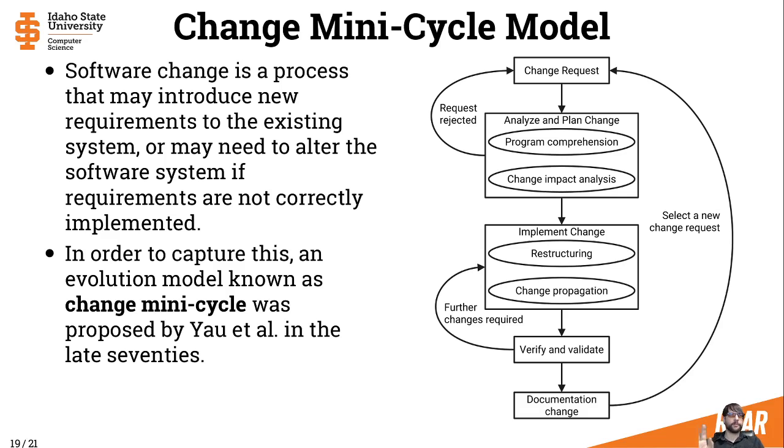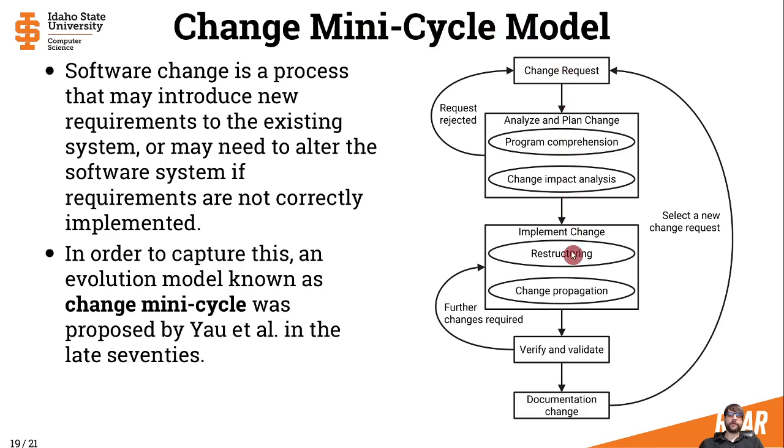So software change is a process that may introduce new requirements to the existing system, or may alter the software system if requirements are not correctly implemented, right? Obviously, we have bugs or we misunderstood what the user wanted, and we need to fix the system. And so this change mini cycle idea is basically we get a change request, right? We then go into the system, analyze it, and plan the change. This requires us to do program comprehension and change impact analysis. If after this we realize that the request is no good, we reject the request, and then we go and find the next change request to look at. We do the same process.